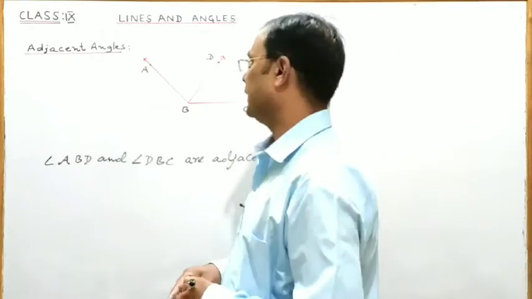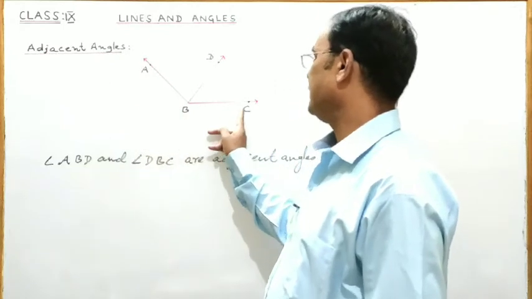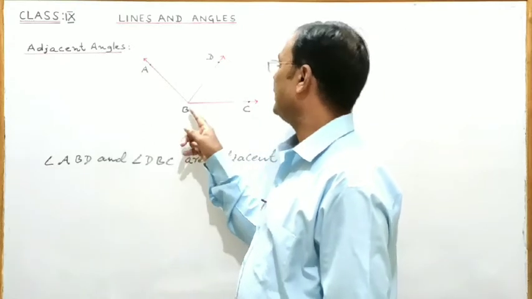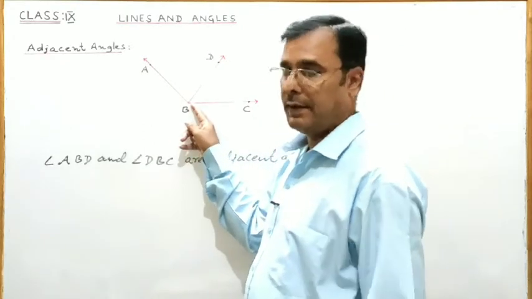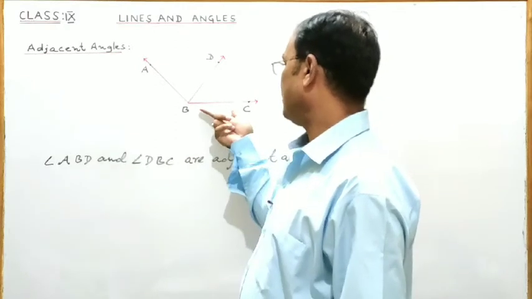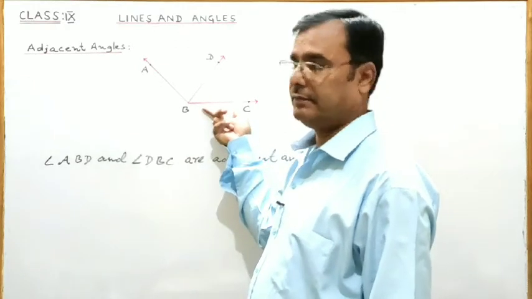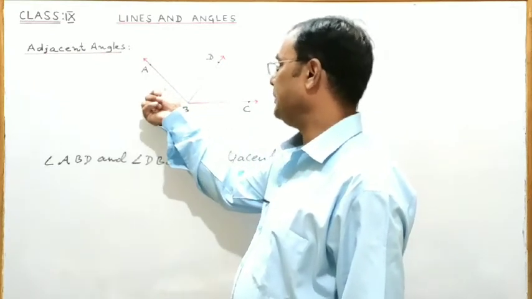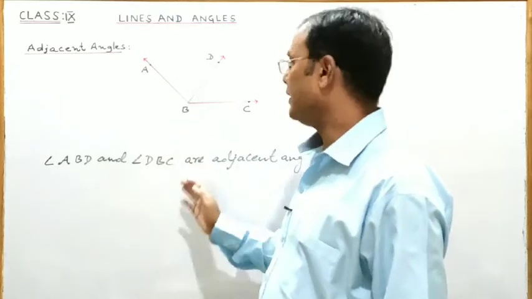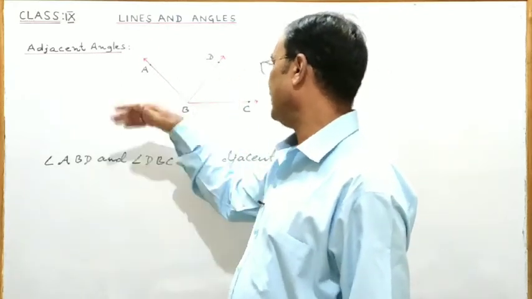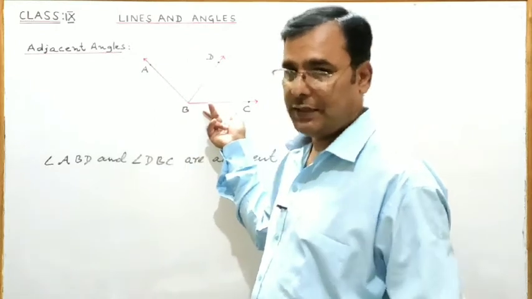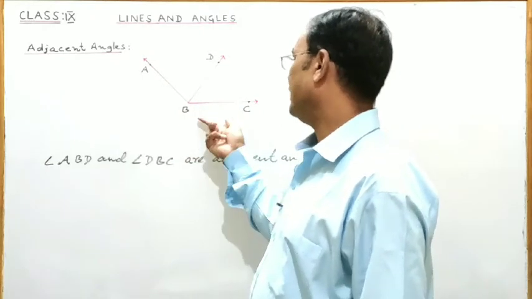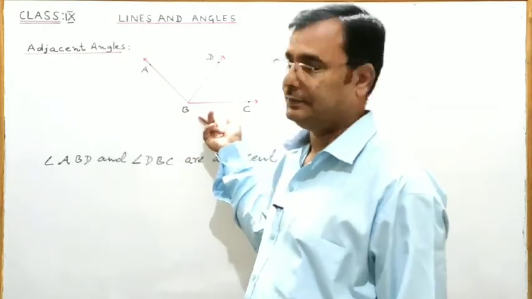But in the same figure, angle ABC and angle DBC, they also have a common vertex B and they also have a common arm BC. But non-common arms AB and BD are on the same side of the common arm BC. So that is why angle ABC and angle DBC are not adjacent angles.